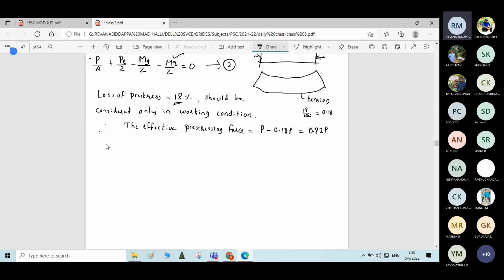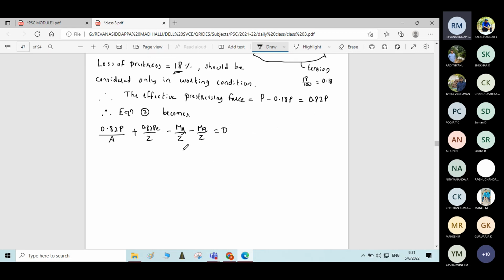by considering the loss of pre-stresses. Therefore, equation 2 becomes P by A, where P is nothing but 0.82 P, so 0.82 P by A minus 0.82 PE by Z, then minus Mg by Z, then minus Mq by Z is equal to 0. I hope you understood this concept.